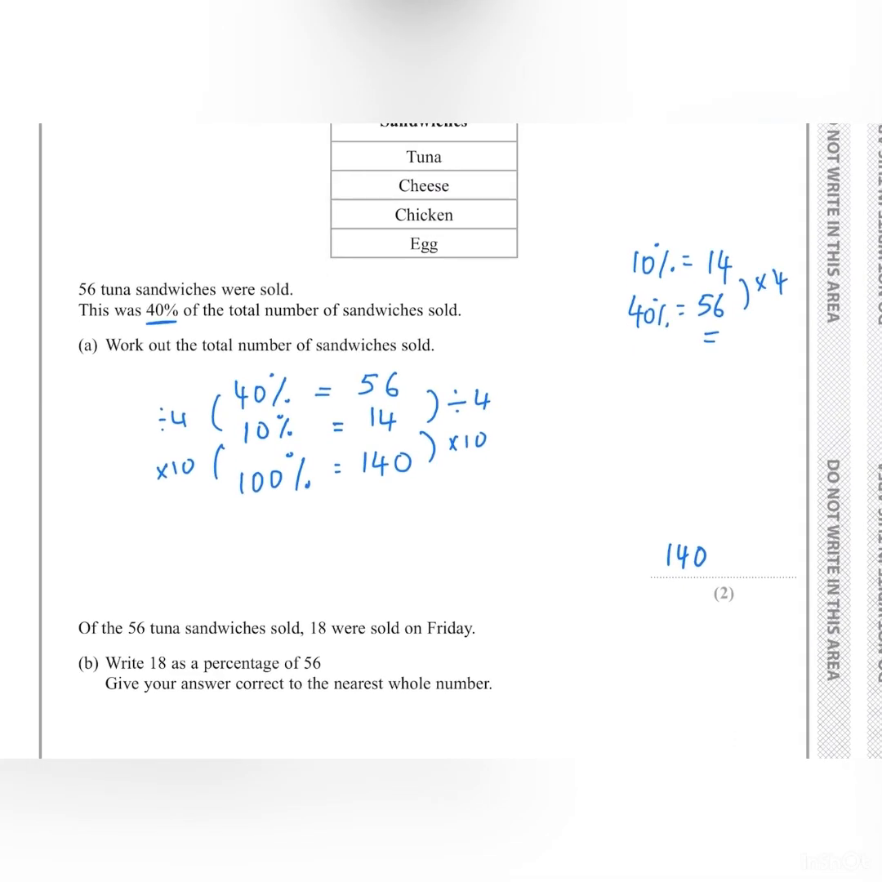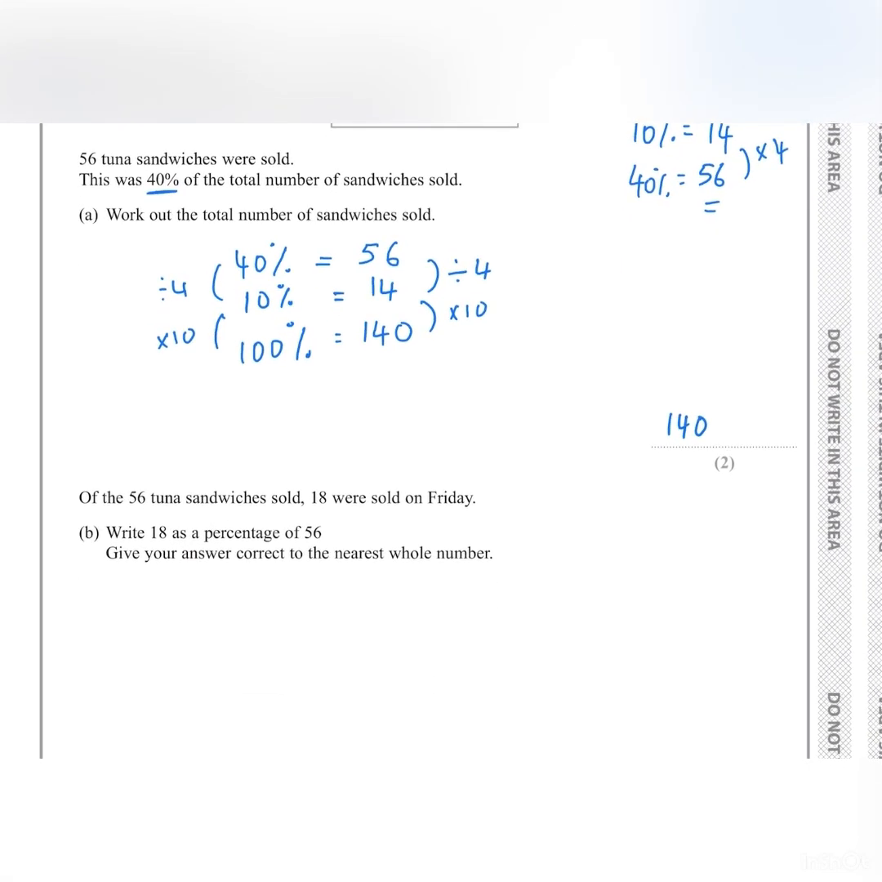Okay, now the second part, it says, of the 56 tuna sandwiches sold, 18 were sold on a Friday. Write 18 as a percentage of 56, and it's to the nearest whole number. Okay, so we can write down 18 out of 56 and then times by 100. So if you do this on the calculator, 18 divided by 56 times by 100, which is 32.1428 and so on, to the nearest whole number is going to be 32%.